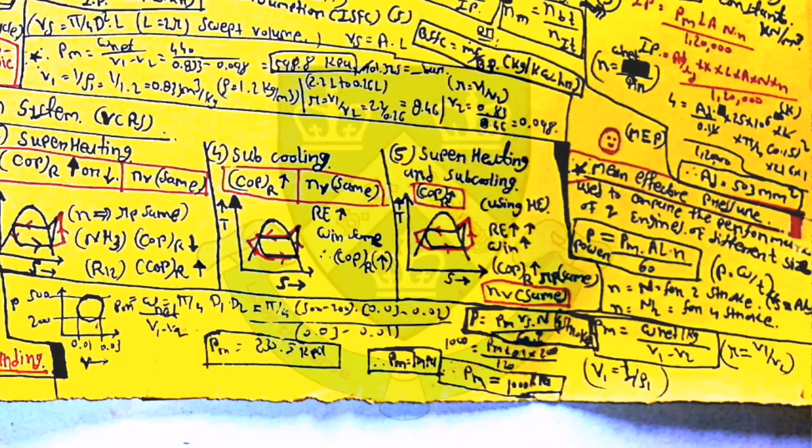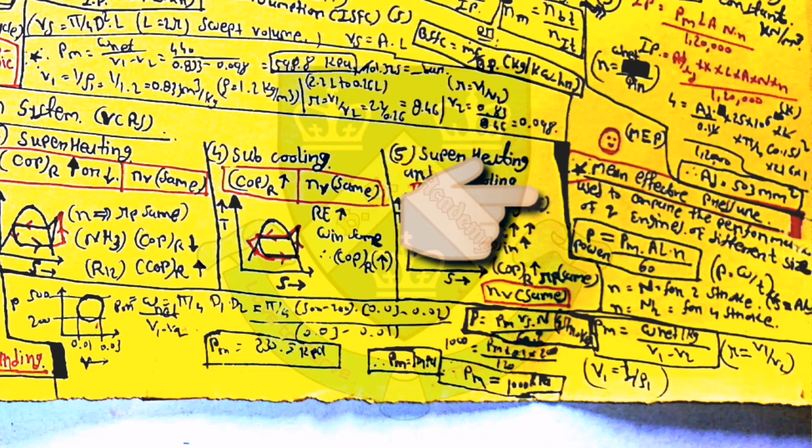Then the most important point is mean effective pressure. Mean effective pressure is basically used to compare the performance of two engines of different size. Power is equal to Pm into A into L into n upon 60. Here small n is equal to N for the 2-stroke engine, and small n is equal to N by 2 for the 4-stroke engine.